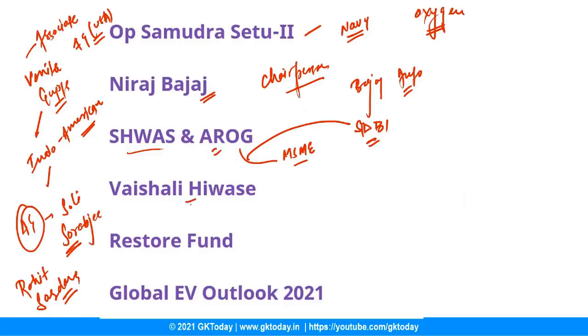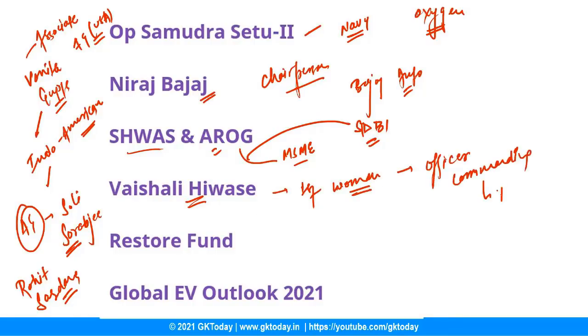Next is Vaishali Hivase. So recently she became the first woman to be appointed as the officer commanding in BRO. What is BRO? It is Border Roads Organization. So she is the first woman officer to be appointed as the officer commanding in BRO, and she is from Maharashtra.